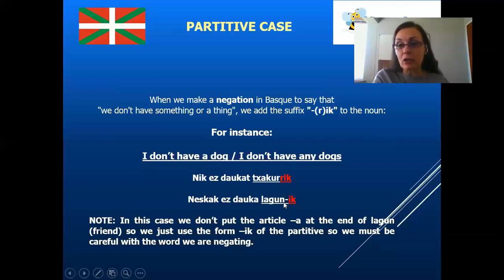And you see, it's taking out the R. It didn't put the R because lagunrik sounds very difficult to pronounce. So in this case, we don't put the article A at the end of lagun. So we don't say lagunarik. We say lagunik. So we just use the form rik or ik of the partitive, and we must be careful with the words that we are negating. But there is no more to it than that. It's quite basic and quite interesting.